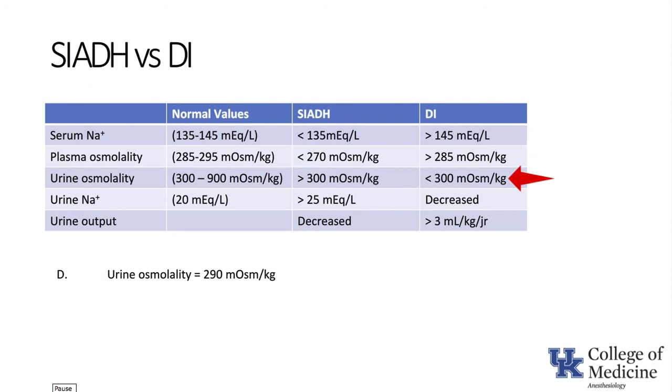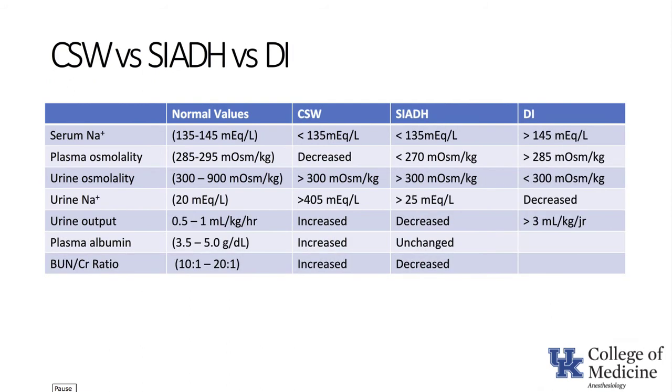Patients with diabetes insipidus produce a dilute urine. A urine osmolality of 290 is below normal limits, so this is the best answer to this question. For the sake of completeness, I have included a table comparing laboratory values for diabetes insipidus, SIADH, and cerebral salt wasting syndrome. Pause the video to review the values if you're interested. Here's the second question.